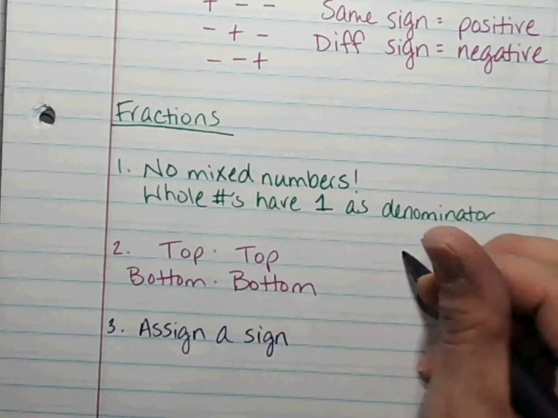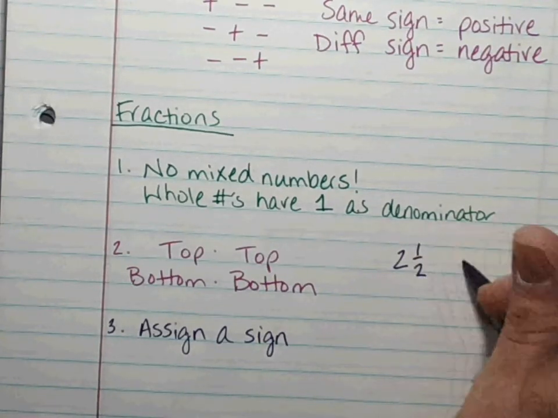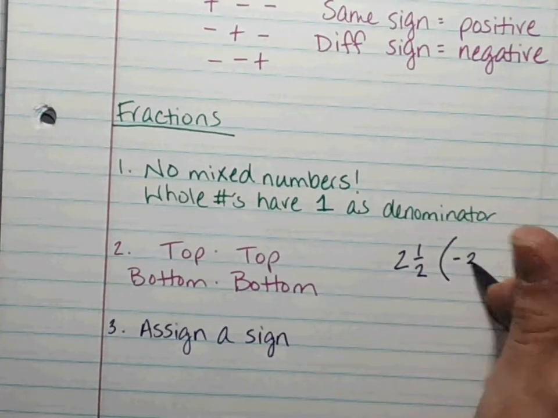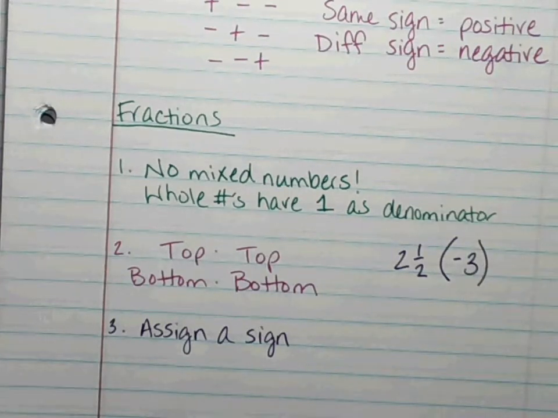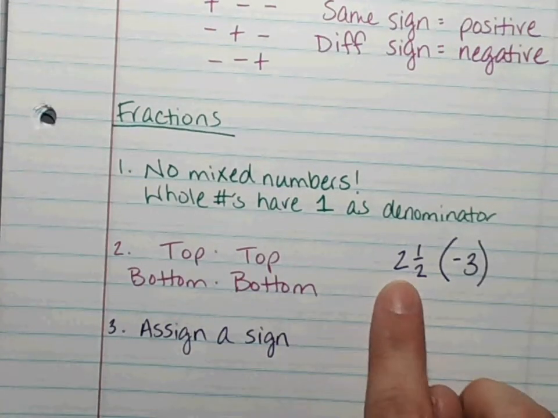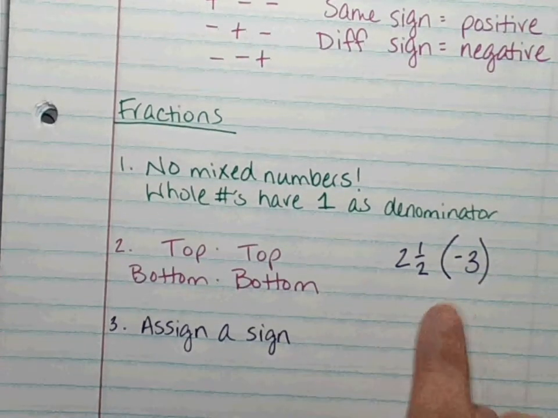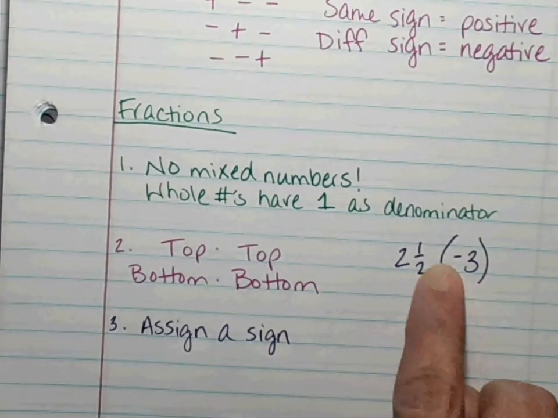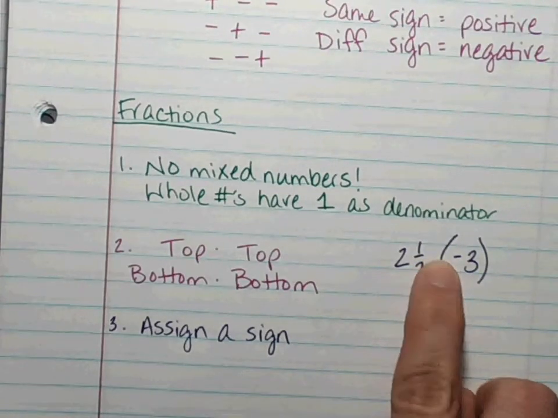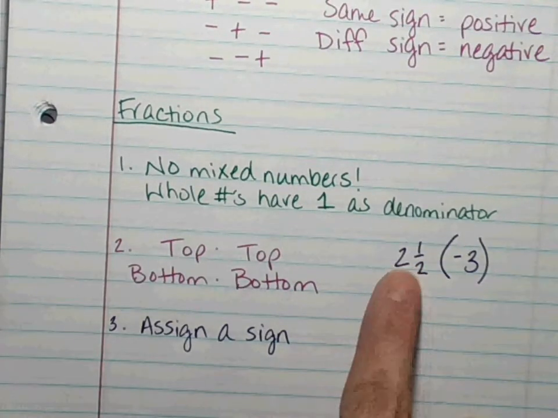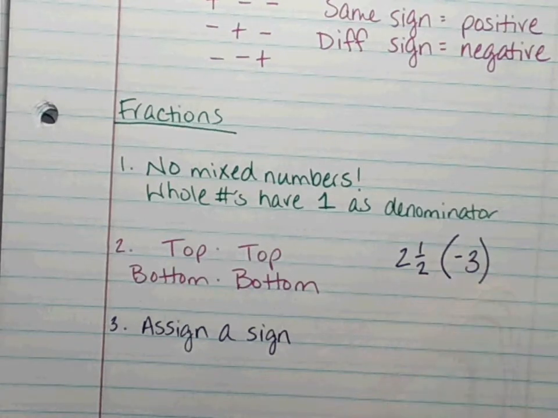So with this, if I had 2 and 1/2 times -3, this is not 2 and 1/2 minus 3. This is multiply. If it was minus, this minus sign would be outside the parentheses. So this is 2 and 1/2 times -3. First thing I need to do is what? Make this an improper fraction.